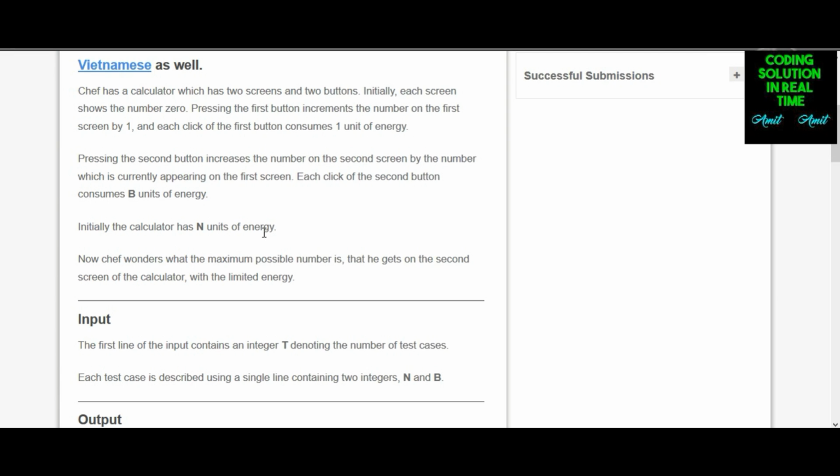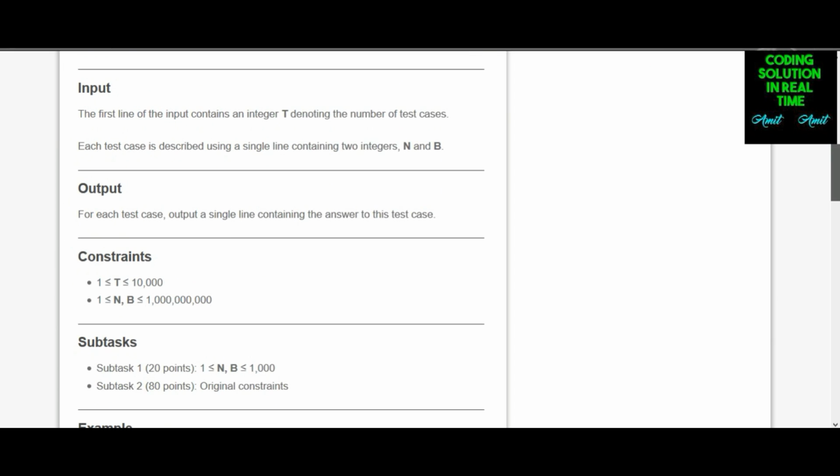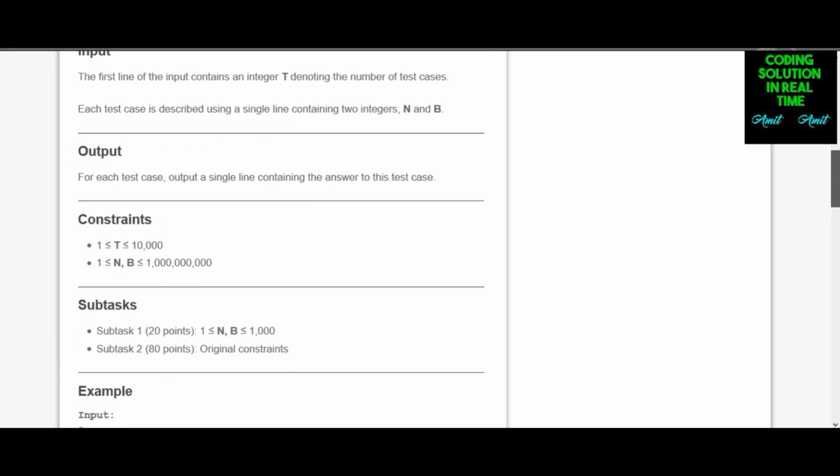Initially, the calculator has N units of energy. Now, Chef wonders what the maximum possible number is that he gets on the second screen of the calculator with the limited energy. The input format is: the first line contains an integer T denoting the number of test cases, and each test case is described using a single line containing two integers N and B. We have to output just a single integer containing the answer to the test case.